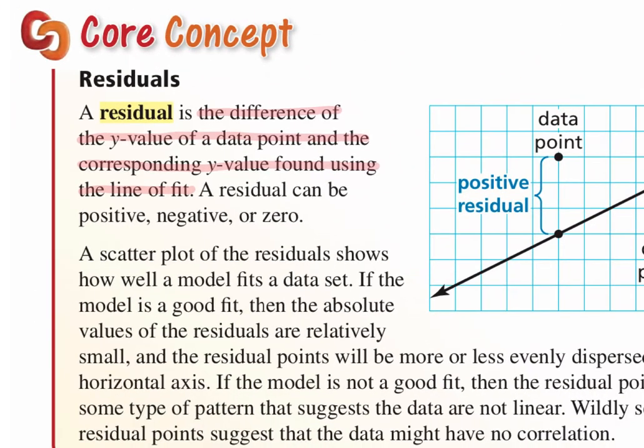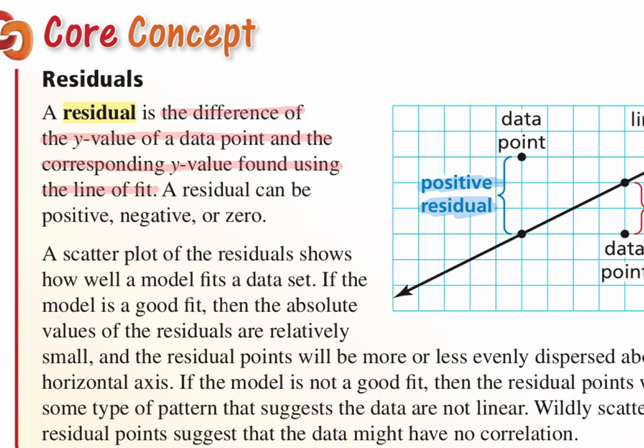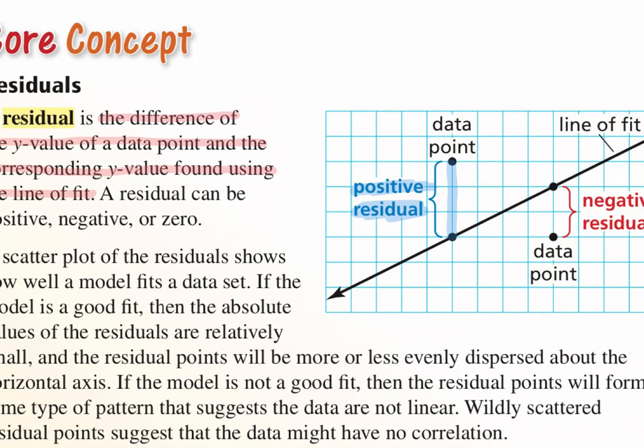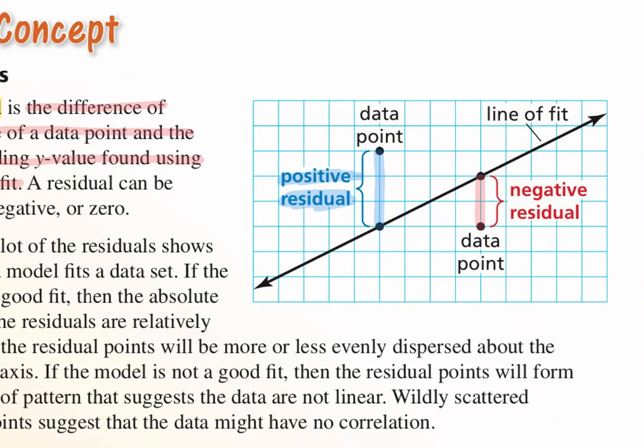So if our data point lies above the line of fit, we're going to get what's called a positive residual. Look over on the graph on the right. Do you see how the data point was above the line of fit? That's a positive residual. If your data point's below the line of fit, guess what you have? A negative residual, okay?